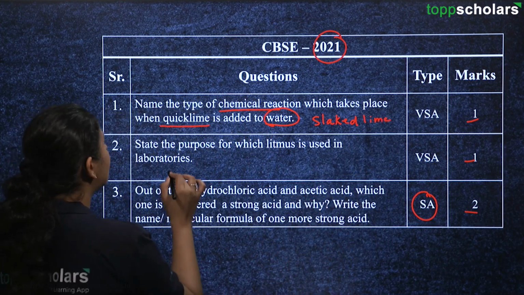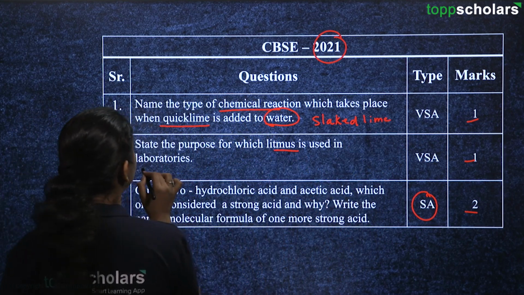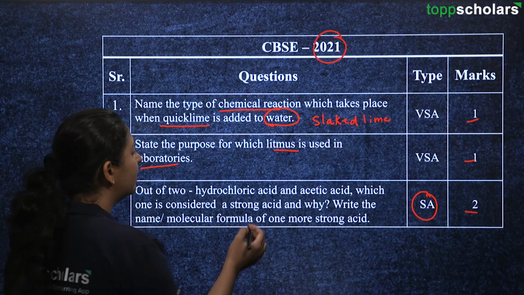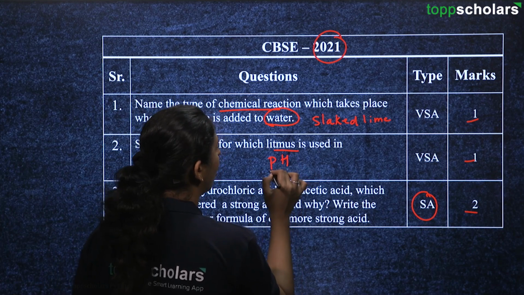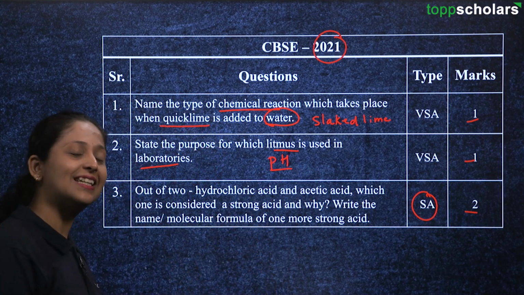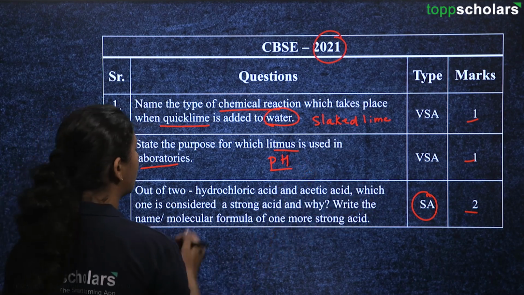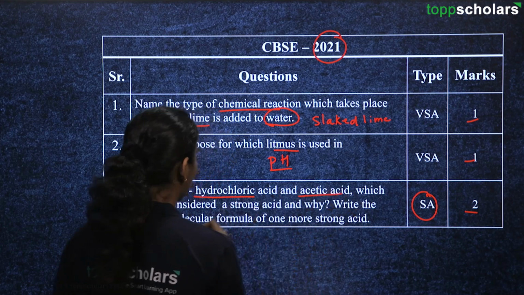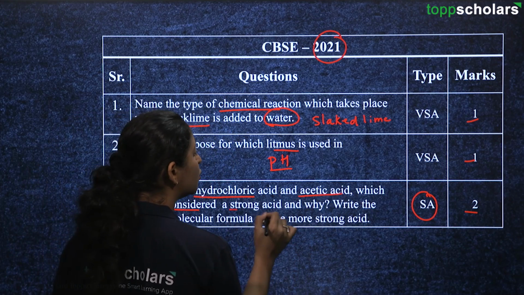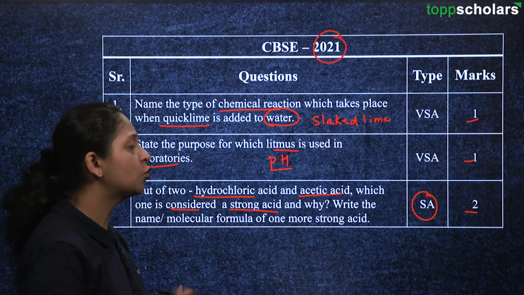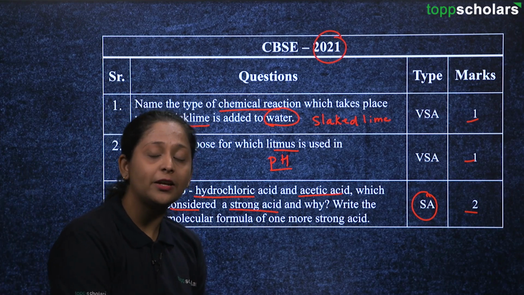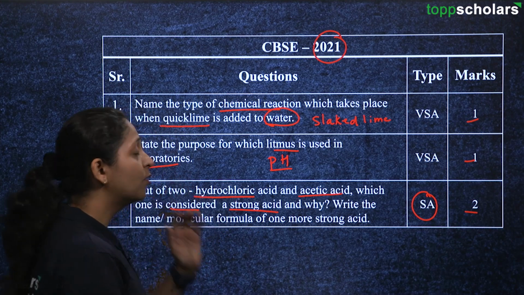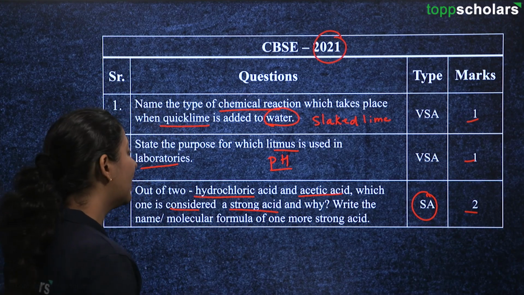That's it. State the purpose for which litmus paper or litmus is used in laboratories. It will help you to determine the pH. You can determine the pH of the substance with the help of the litmus paper, right? And for the short answer question, out of hydrochloric acid and acetic acid, which one is considered as a strong acid and why? Strong acid is majorly corrosive in nature. Even coming in contact with it can cause damage. So, hydrochloric acid is a strong acid compared to acetic acid.